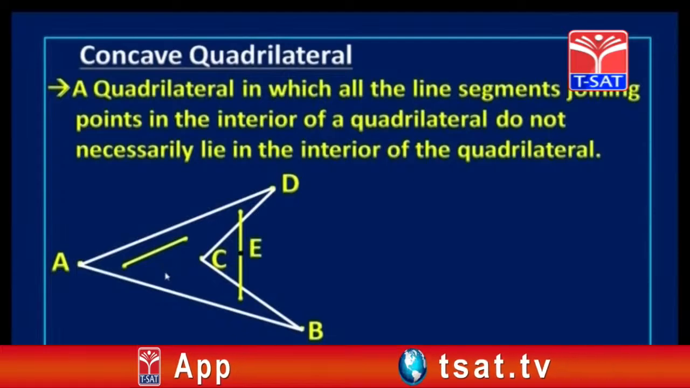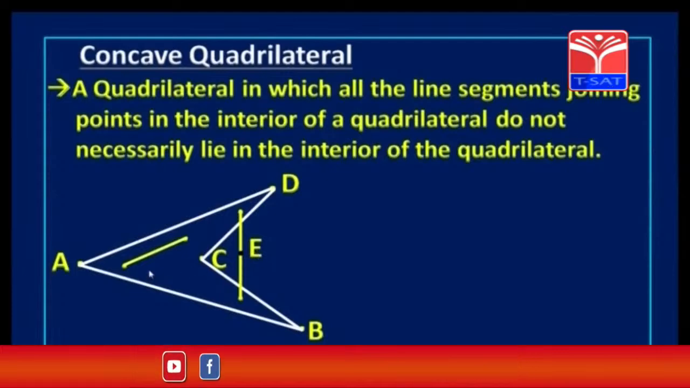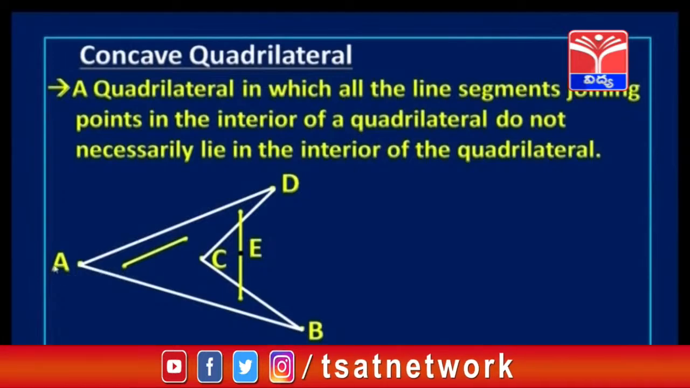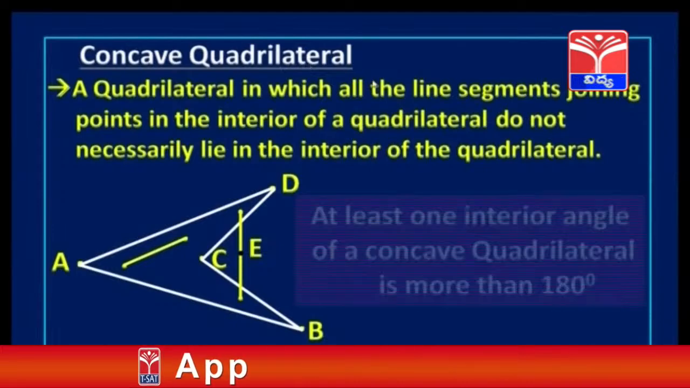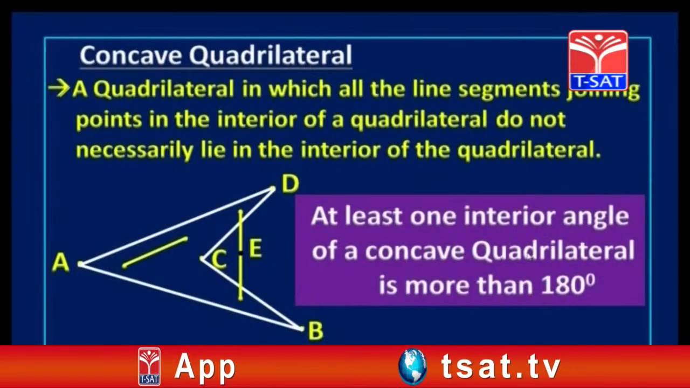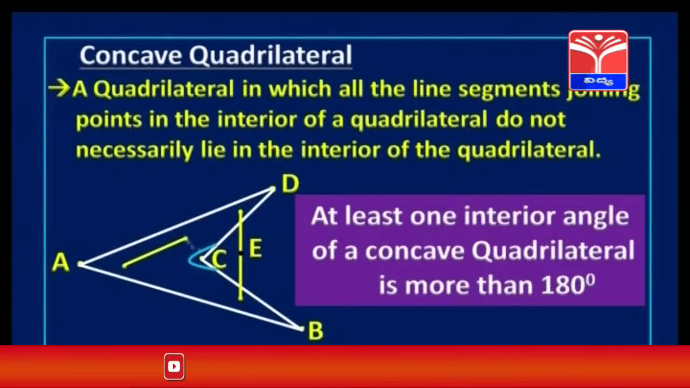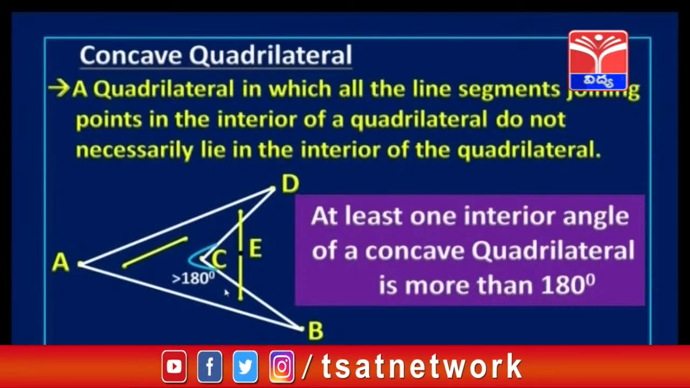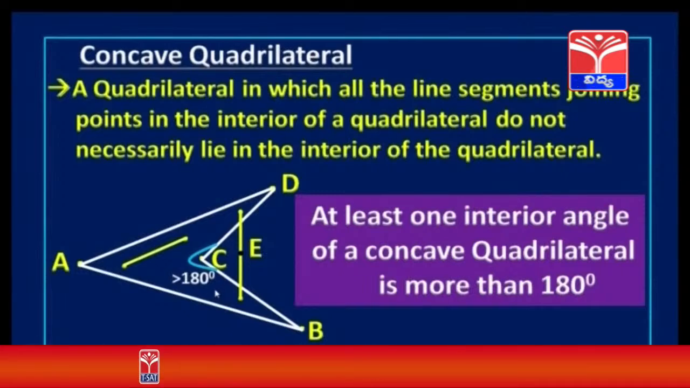No. Let us take one example. I am taking a point here E, which does not belong to the interior of the quadrilateral. From this what we can understand, children? Yes, this quadrilateral ABCD is a concave quadrilateral. At least one interior angle of a concave quadrilateral is more than 180 degrees. Children, here you try to understand. I am taking angle C, which is interior, which is more than 180 degrees. Children, if you take concave quadrilateral, one angle will be more than 180 degrees.